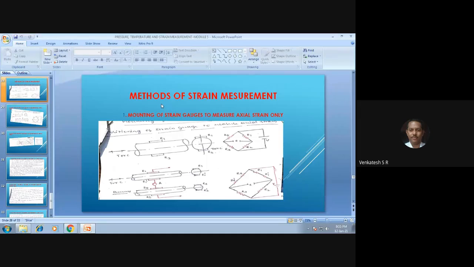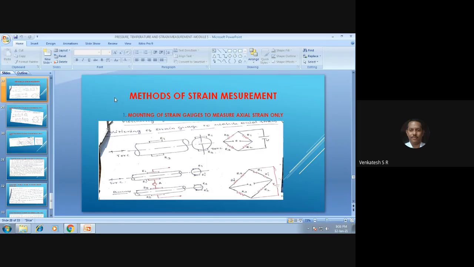Explain briefly with neat sketches the methods of strain measurement. Next line write down. Number 1, mounting of strain gauges to measure axial strain only. Axial strain only.